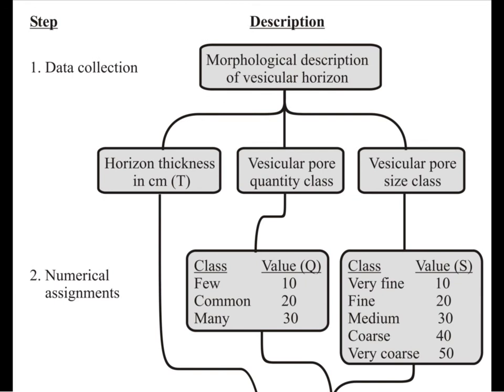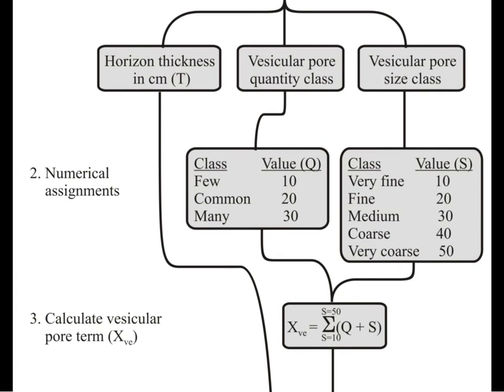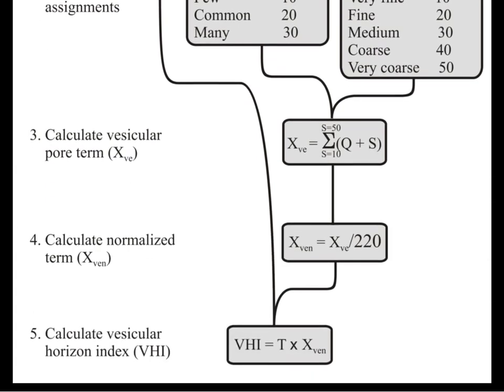I then assigned a numerical value to the size class and the quantity class, and then calculated what I called the vesicular pore term. So this was just the sum of the quantity class plus the size class for each of the different size classes that occurred. And then I set that on the scale from 0 to 1 by dividing by the maximum possible value for the vesicular pore term, which was 220. And then I multiplied that value by the thickness of the horizon to calculate the final vesicular horizon index.